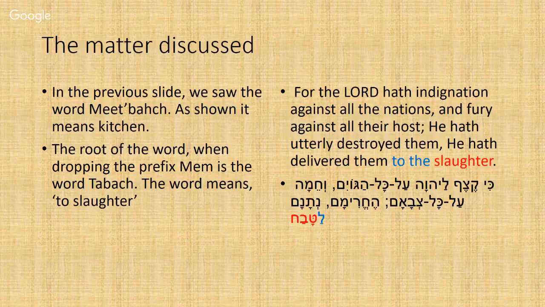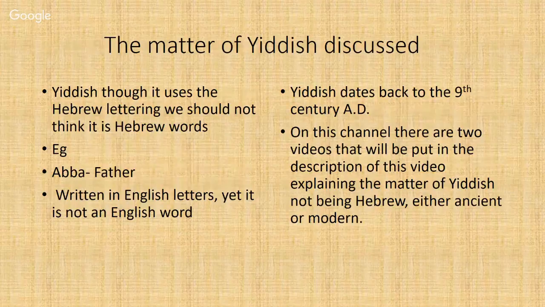So when we say things such as Hebrew being easy, this is why we're saying what we're saying. Next slide. Thank you. The matter of Yiddish discussed. Yiddish, though it uses the Hebrew lettering, we should not think it is Hebrew words. Example, Abba, A-B-B-A. Abba meaning father. Written in English letters, yet it is not an English word. So Abba is a Hebrew word, but as you can see right there, it's written in English letters. That doesn't make it an English word. So is it the same thing with Yiddish? Even if a Yiddish word is written in Hebrew letters, that does not make it a Hebrew word.